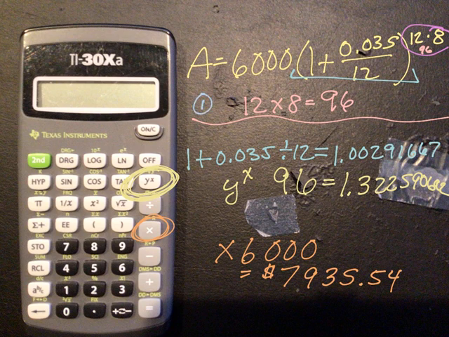So thinking about the steps here. Step 1, calculate the exponent. Step 2, calculate inside the parentheses. Step 3, take it to the exponent, so we're applying the exponent. And then step 4, multiply by the number in front.